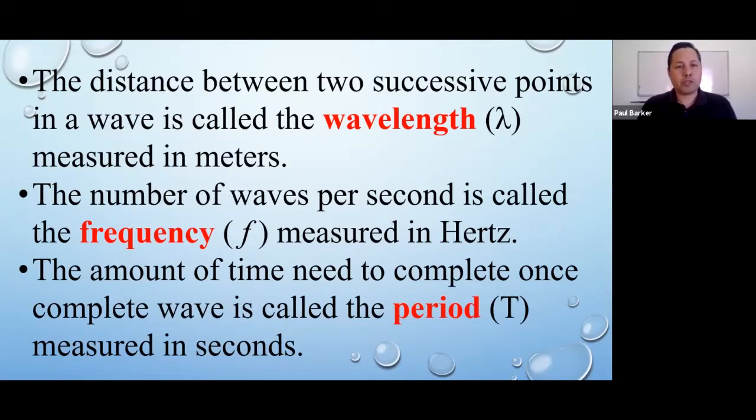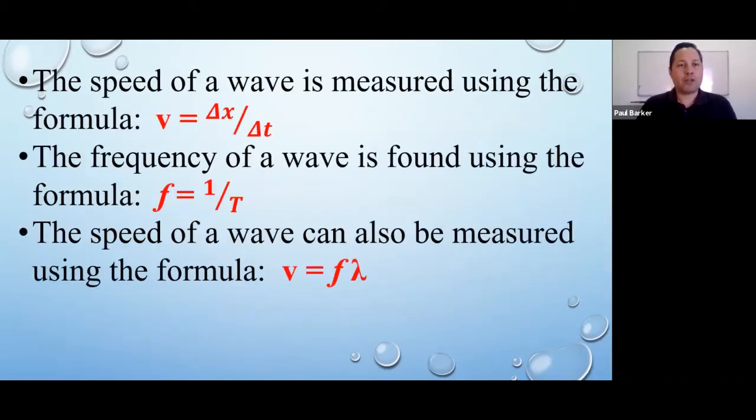The number of waves per second is called the frequency, symbol f, measured in hertz. The amount of time needed to complete one complete wave is called the period, symbol T, and it is measured in seconds. The speed of the wave is measured using the formula v equals delta x over delta t, so it's the change in displacement over change in time. The frequency of the wave is found using the formula frequency equals 1 over T, so frequency is the inverse of the period of a wave. And finally, the speed of a wave can also be measured using the formula v equals f times lambda, which is velocity equals frequency in hertz multiplied by wavelength in meters.